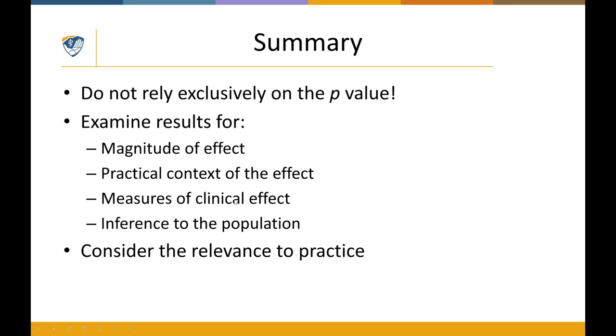We can look at the measures of clinical effect, like the MCID or the MDC. And then what would this mean potentially to the population? Would it mean that the population will likely have a positive response consistently, or is the response unclear? And then consider what that would mean to a clinician. How could they apply this particular result to what they're doing?